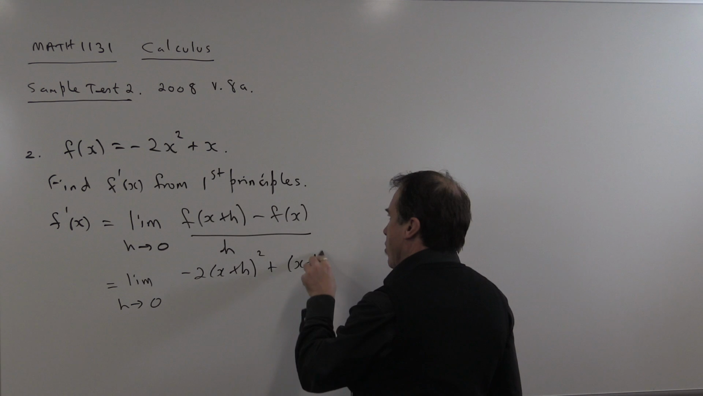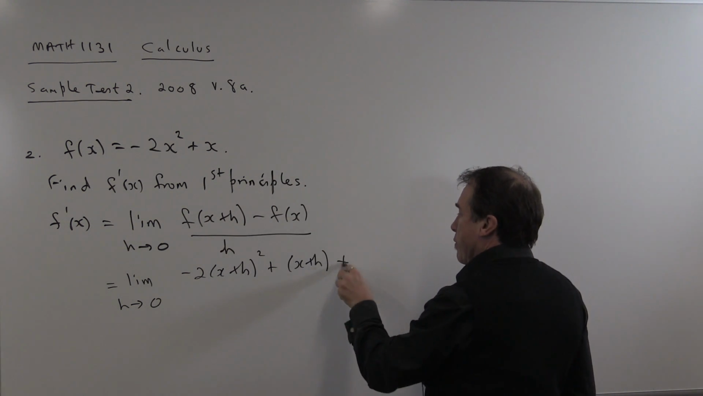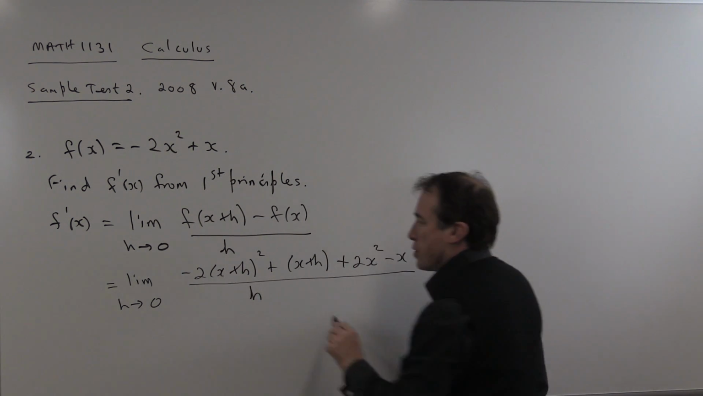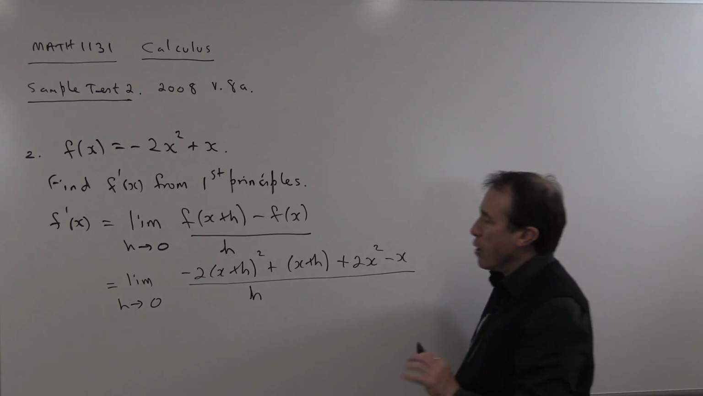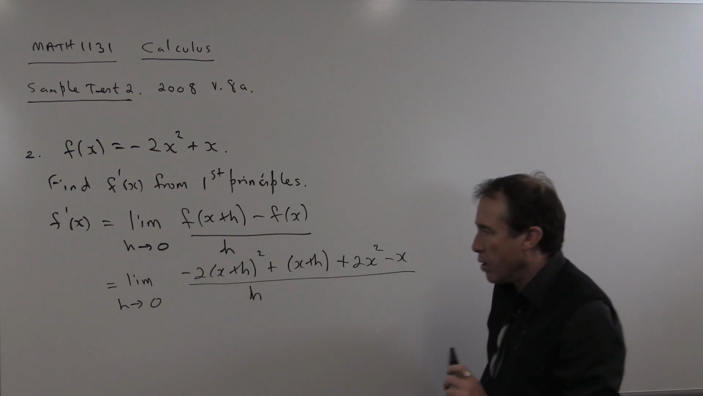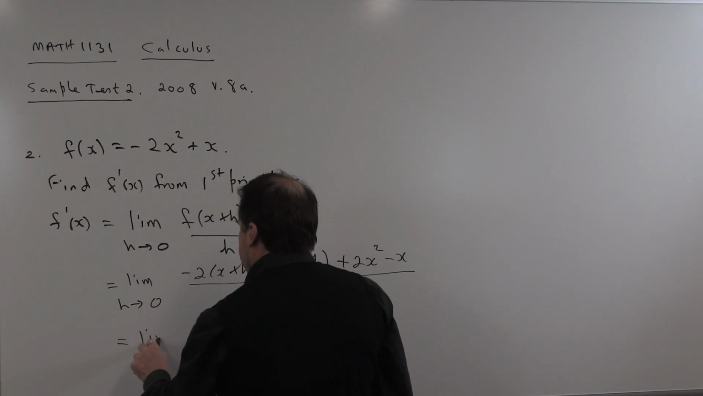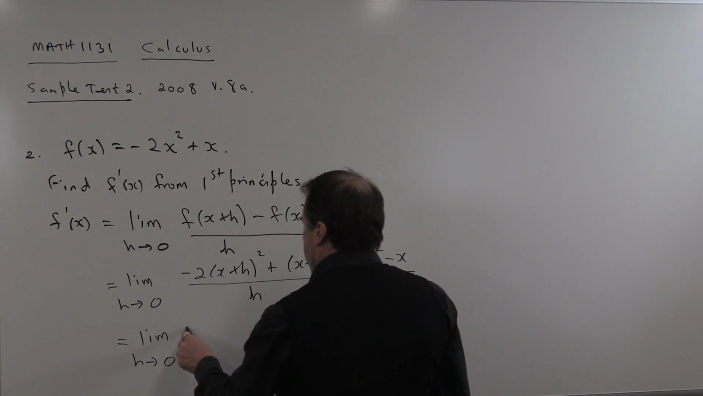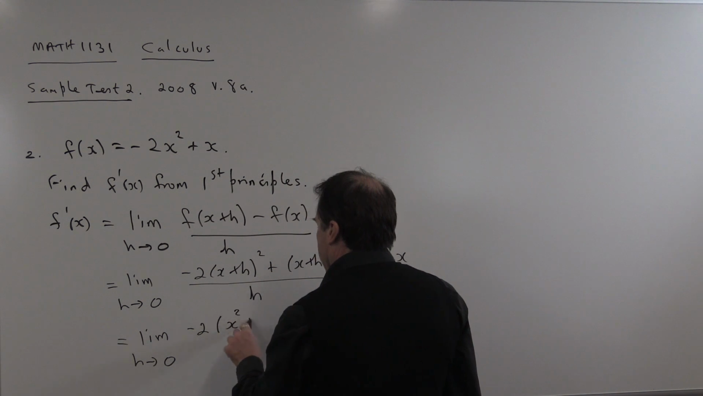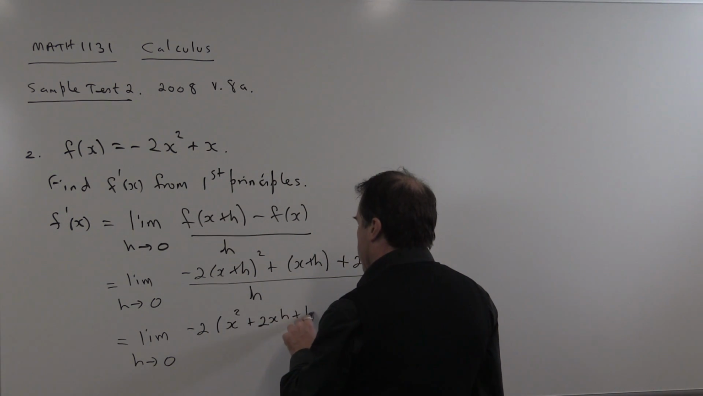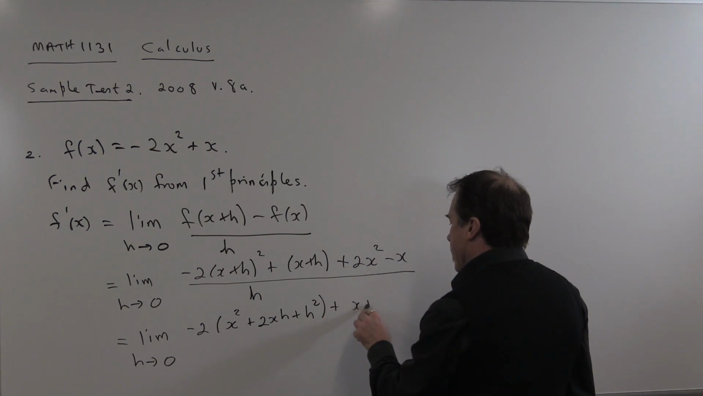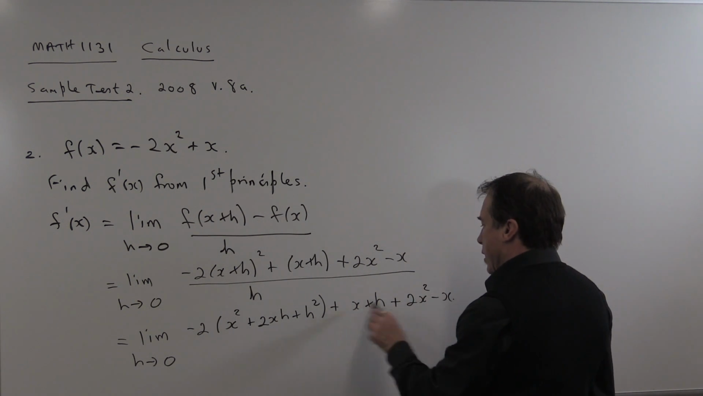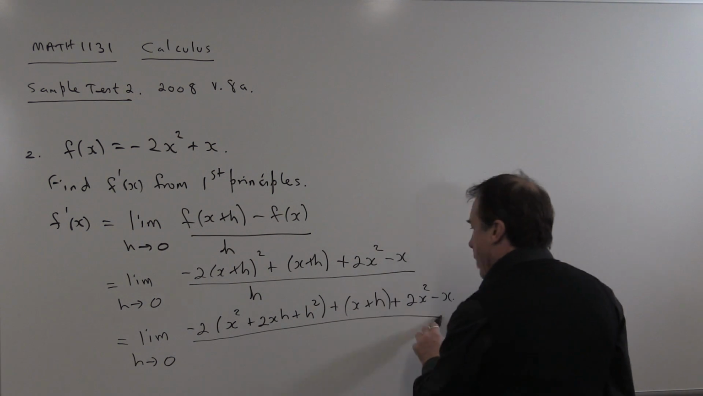So where I see x, I copy x plus h, and I've got to subtract off the function, so that will be plus 2x squared minus x, all divided by h. Now you can't just put h to be 0 in, because obviously you're going to get 0 over 0, top and bottom. So I'm going to simplify the top of this by expanding out. So expand the terms out, I'll get minus 2, I'll get x squared plus 2xh plus h squared plus x plus h, and then plus 2x squared and then minus x, all divided by h.